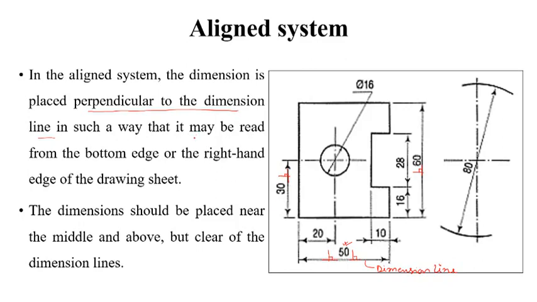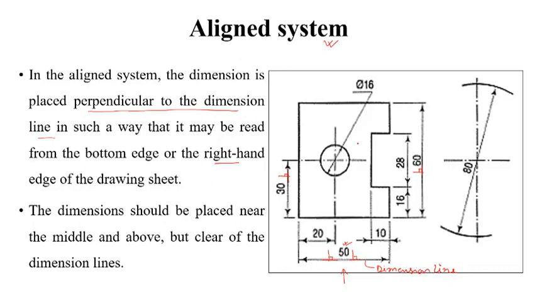Now see the second condition. It may be read from the bottom edge. So whenever we do dimensioning according to this aligned system, we have to place the dimension figure so that we can read from the bottom edge. From the bottom we can easily read the dimension figures. Clear? Third condition, right hand edge of the drawing sheet.